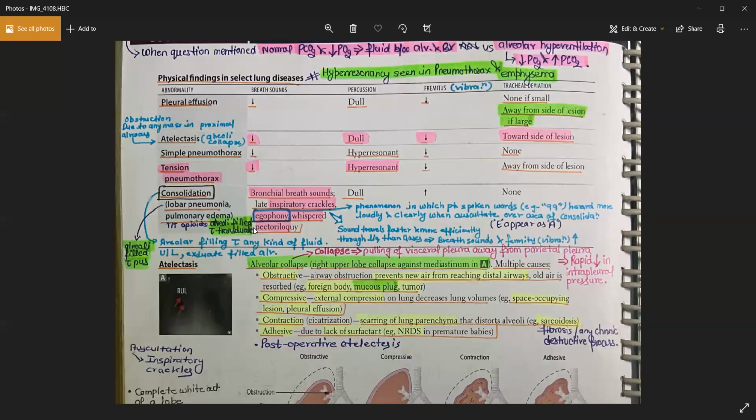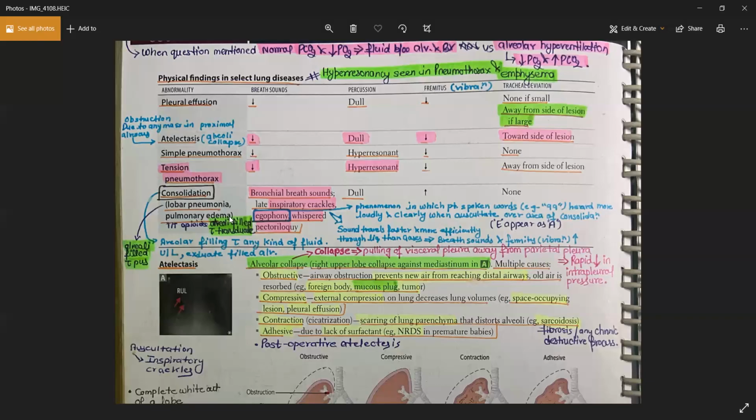But I told you that CO2 is exchanged about 10 times more than O2. So the CO2 exchange in these patients will be totally normal, but the O2 level in the patient will be decreased. So look for this. Step 1 can trick you on this. They can ask you about the CO2 levels and O2 levels in a patient having pulmonary edema.